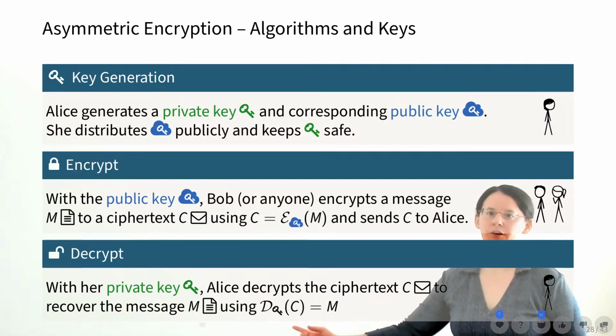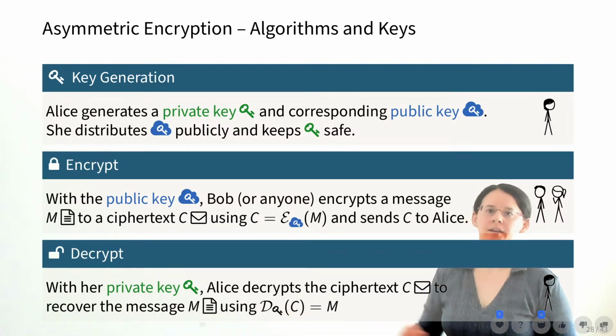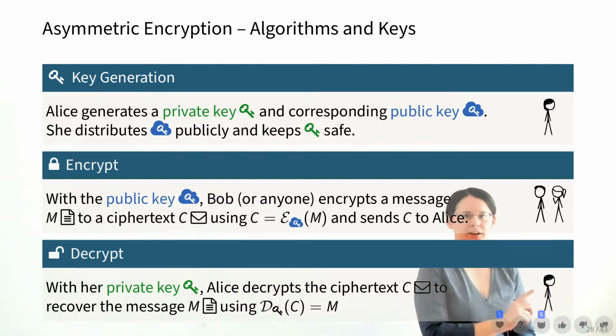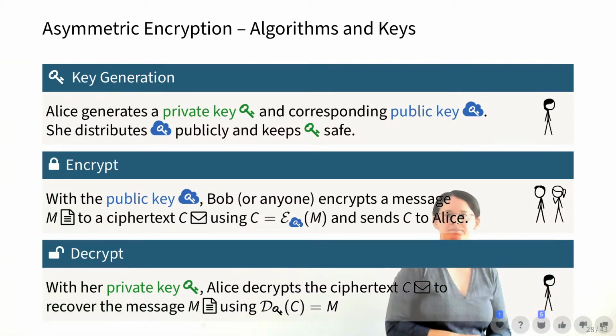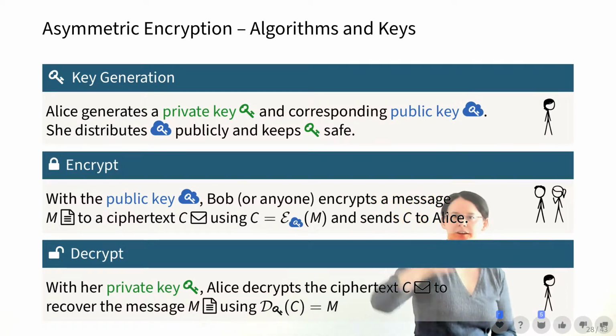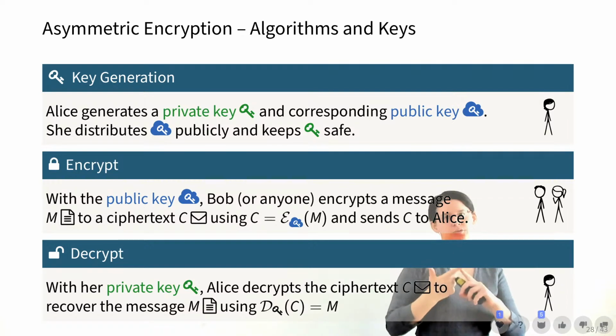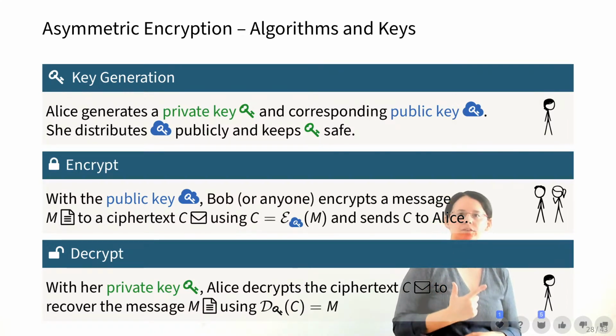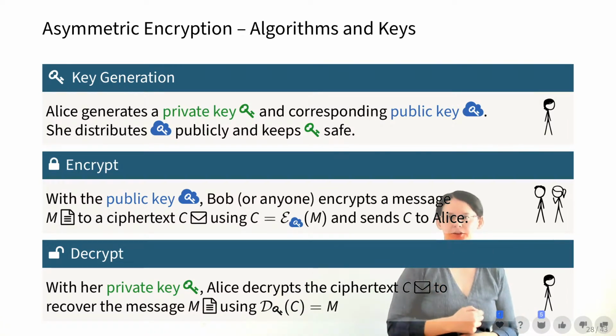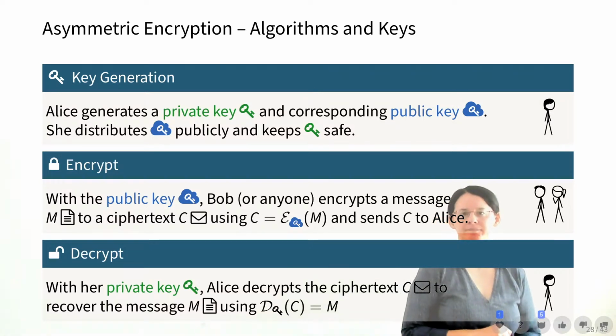And she does that with the decryption algorithm that requires the private key. Only she can do it, nobody else. And so even somebody who sees this ciphertext transmitted over an insecure channel and who knows the public key still cannot combine this information to get back the message. Only Alice can do that.